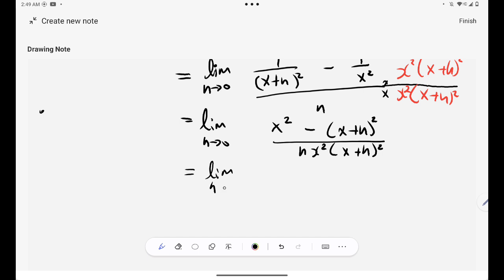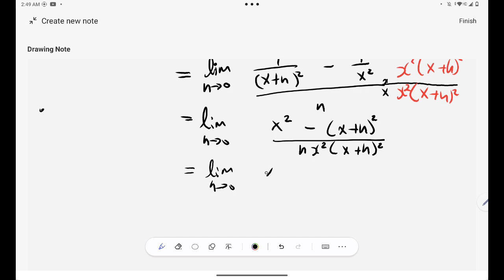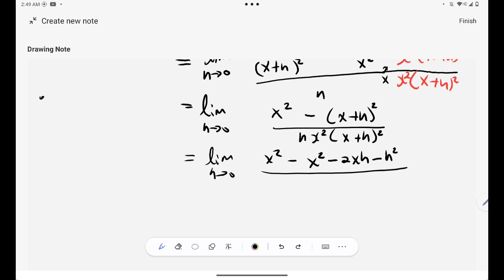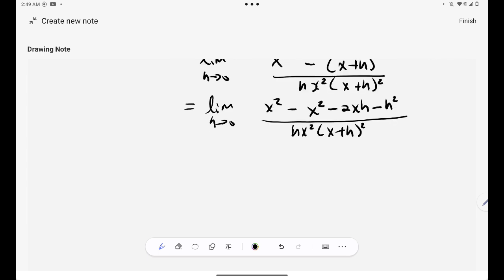Now I need to remove the brackets at the numerator. Are we together? I'll have x squared minus x squared minus 2xh minus h squared. This entire thing is divided by h times x squared times (x plus h) all squared. Now I have whole numbers divided by whole numbers. It will be easier for me to work. Are we together?